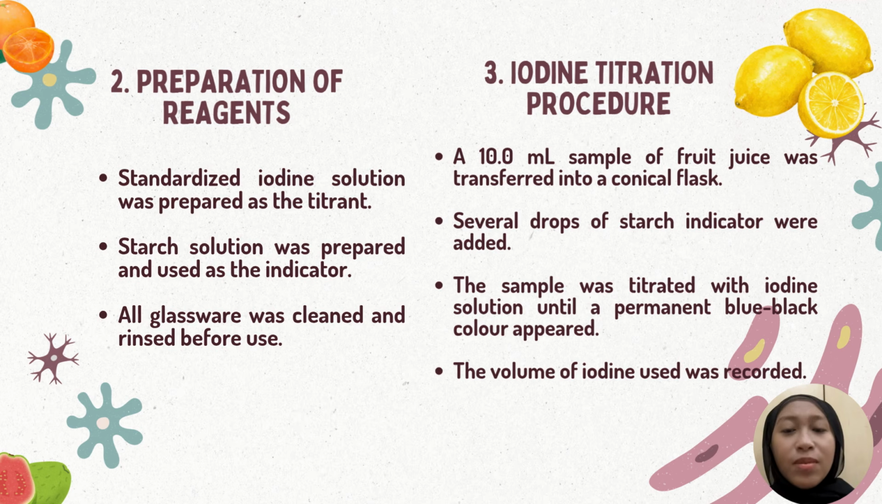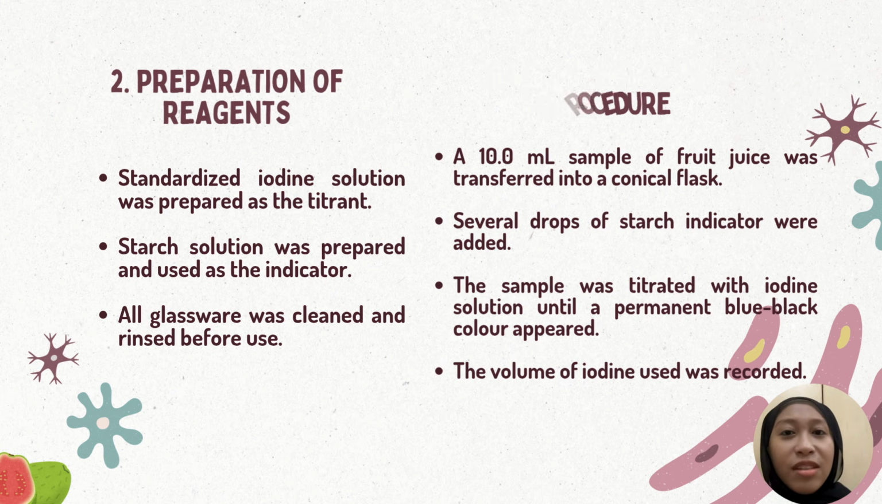For the titration procedure, 10 milliliters of each fruit juice sample was transferred into a conical flask. A few drops of starch indicator were added, and the sample was titrated with the iodine solution until a permanent blue-black color appeared. The volume of iodine used, also known as the titrate volume, was then recorded.